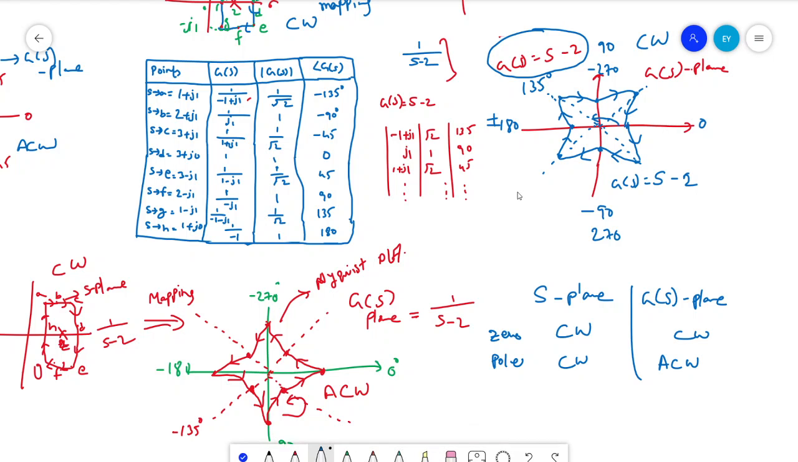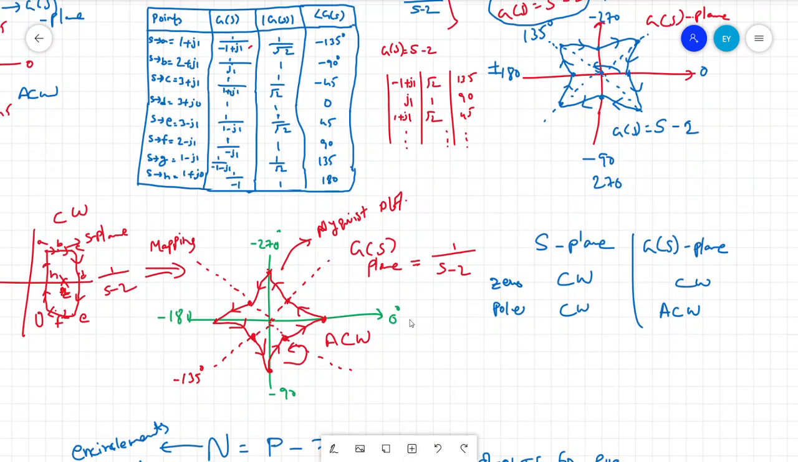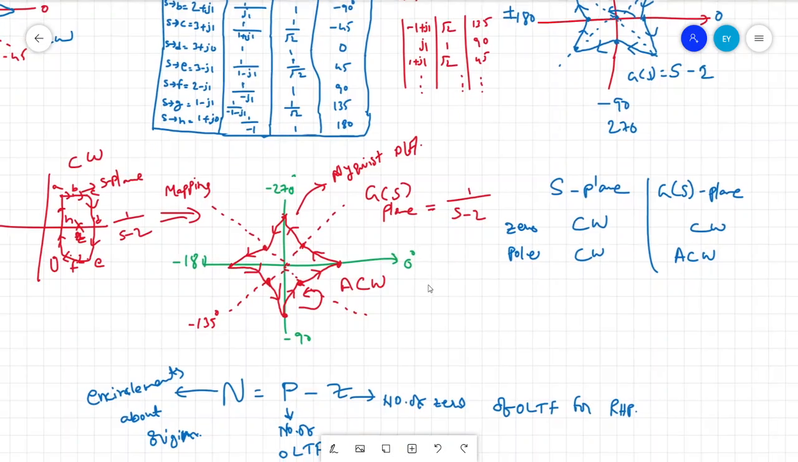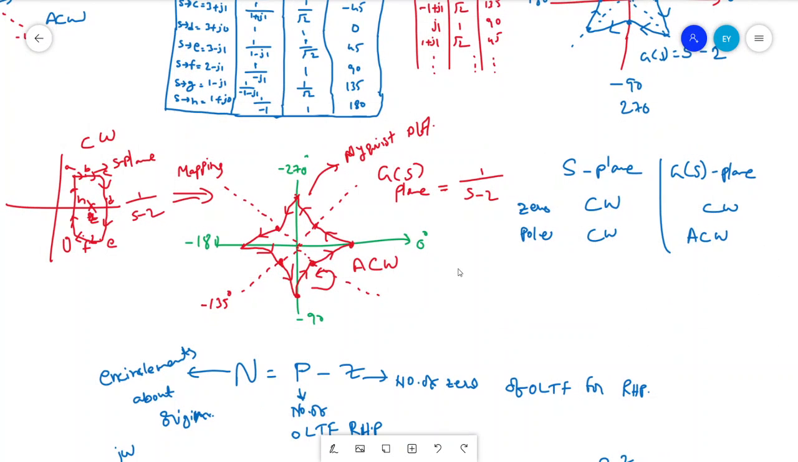Whatever the contour or the plot, it is actually rotating, encircling around the origin. If we consider G of S, okay, this actually depends on poles and zeros. Actually, in the system, if you have a number of poles and zeros, based on that only, the number of encirclements will be dependent on that.